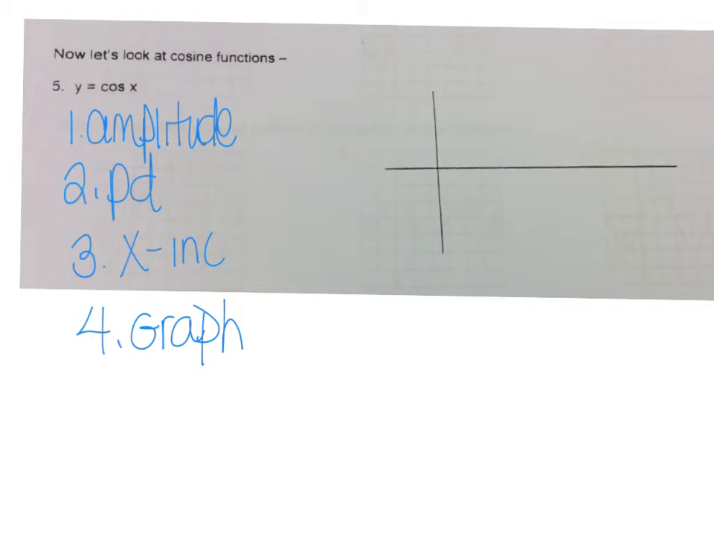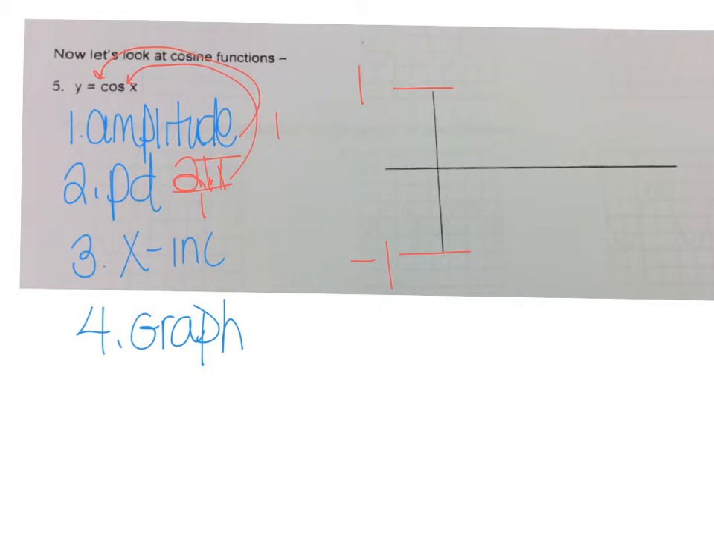Alright, so we're going to kick it off. We have our amplitude. Where do we get our amplitude from? The amplitude is what's in front of your trig. In this case it is 1, so I mark it on my graph, 1 and negative 1. The next thing we do is the period. The period is 2 pi over b. In this case, b is 1.